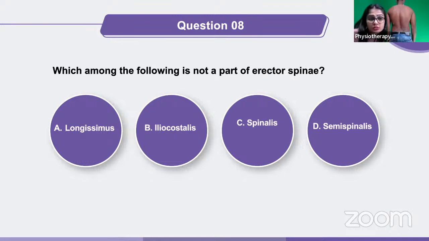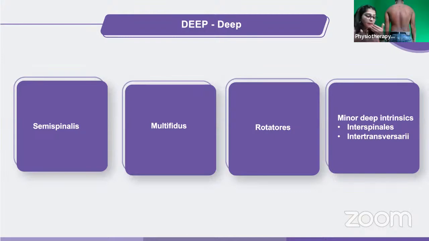Next, time for the question. Which among the following is not a part of erector spinae? I've told you that erector spinae has three muscles which help in erection of the spine to maintain the posture. Which muscle among them is not a part of erector spinae? Which among the following is not a part of erector spinae? Okay, coming to the answers, next we will study about the deep muscles.